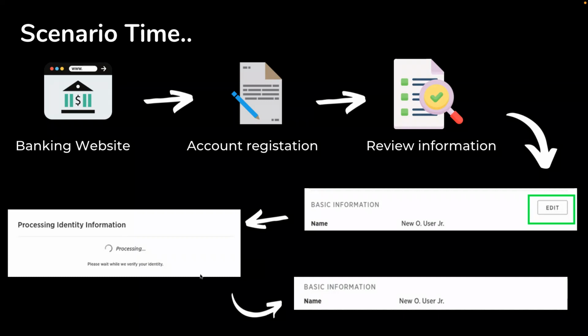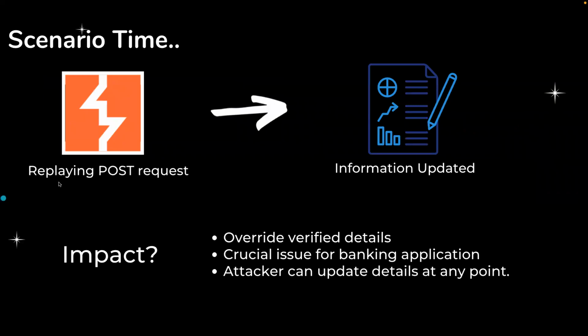Then after moving on to the same information page, you can see the edit button has gone. That means after verifying your identity, the application has stored a checkpoint and doesn't allow you to edit your basic information anymore. But I had the POST request where the information was updated in my Burp Suite. I just replayed it and the information got updated. Okay, so what's the impact here?